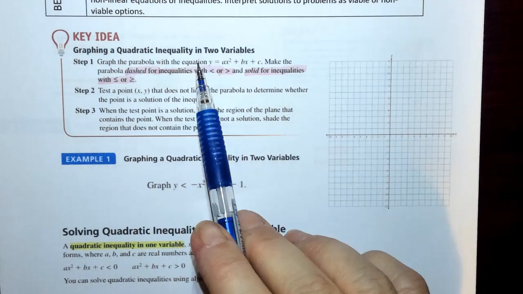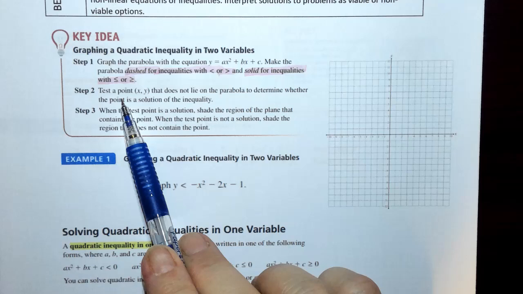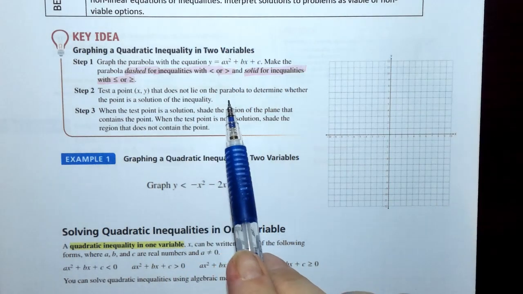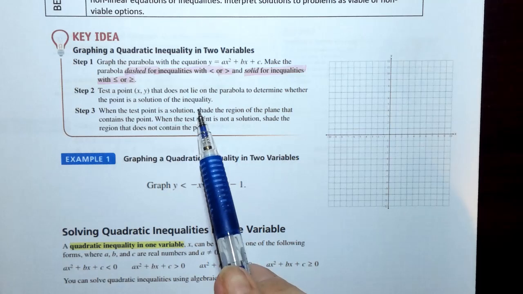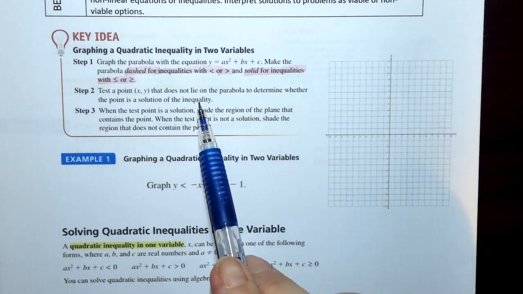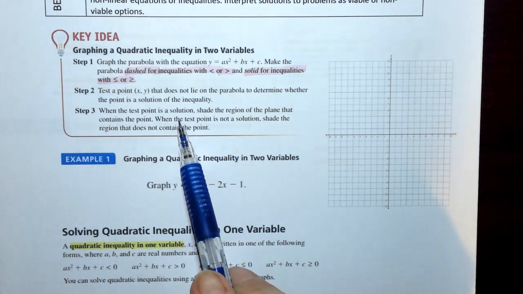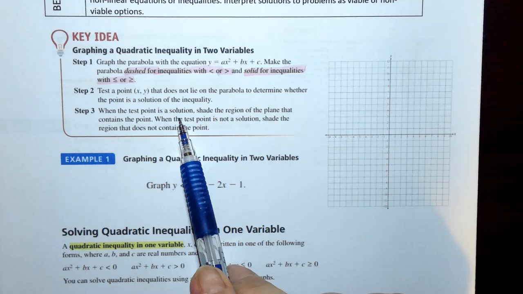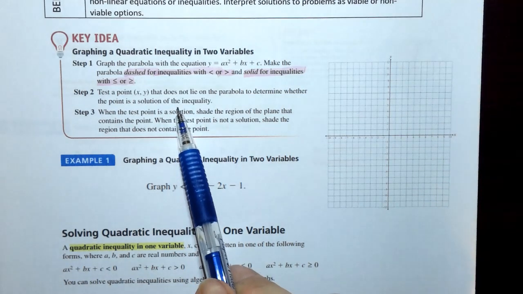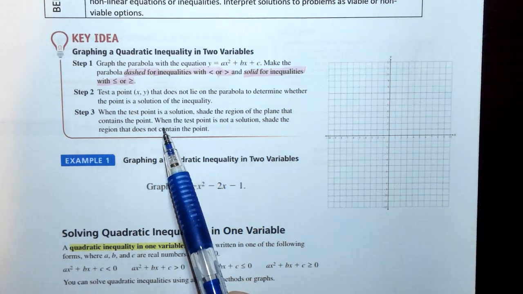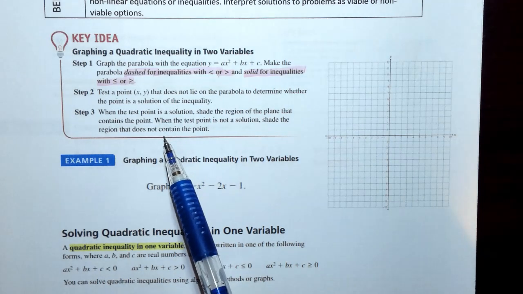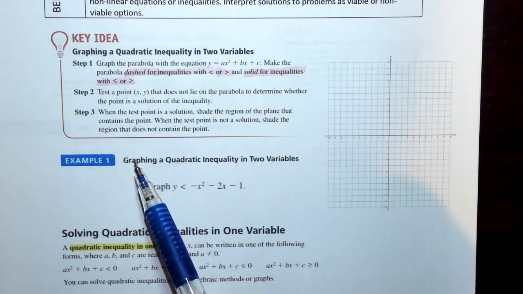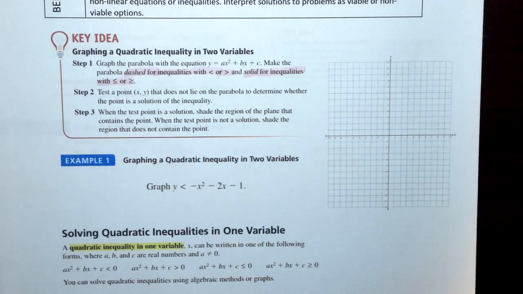All right, so once we do that, then we're going to test a point that does not lie on the parabola. So a point above it, below it, outside of it, somewhere that's not on the actual line. And then based on that, the test will tell us what part to shade. So the difference between this one and Algebra 1 is you graphed linear equations. In this one we're doing quadratic, but by now we should be becoming professionals at graphing quadratic functions.